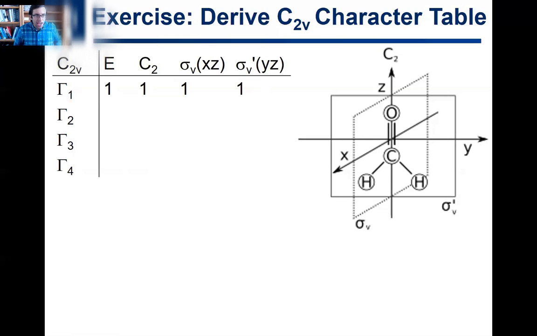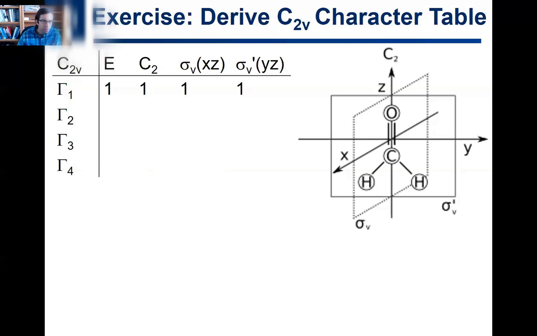We'll change these gamma 1, gamma 2, gamma 3, gamma 4 to actual Mulliken symbols, but we can't assign the Mulliken symbols until we know what the actual values of the characters are, because it's the values of the characters that we use in our Mulliken symbol assigning rules. Again, go to a previous video to refresh your memory on assigning Mulliken symbols, but we'll go over it together here for this specific example.